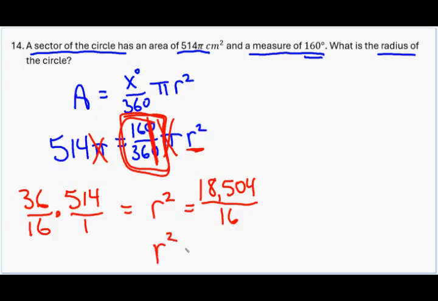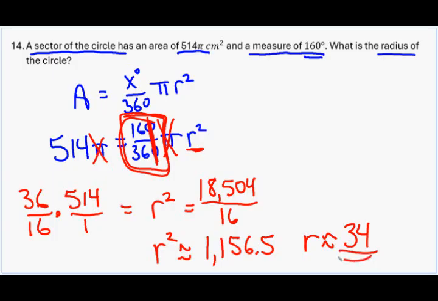So r squared is about 1,156.5. And then I'm going to take the square root of that. And I get about 34.007. So I think 34 is good enough. We'll round it off to that. What is the radius of the circle? I think we got it.